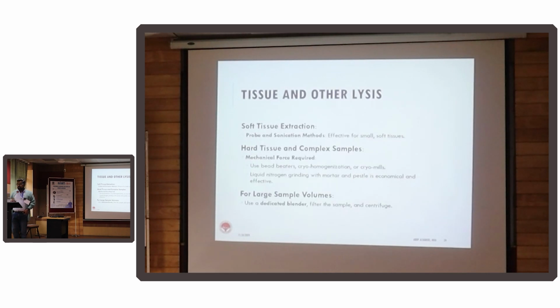If you have a very large volume, suppose you're working on plant samples, we'll come to it. For plant samples, a big challenge is that they are usually not very rich in proteins. They do have proteins, but they have other components. So to get more proteins, you have to get more of the sample. For that, you have to have a dedicated blender.